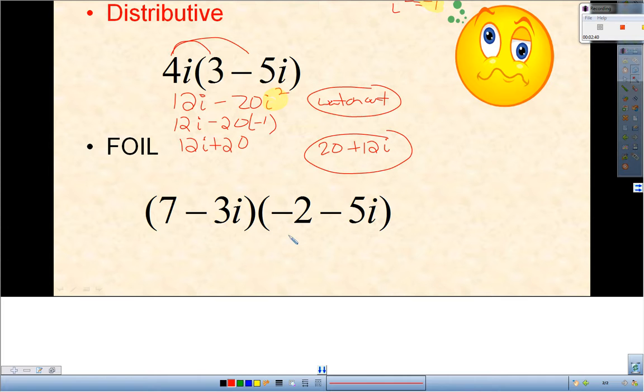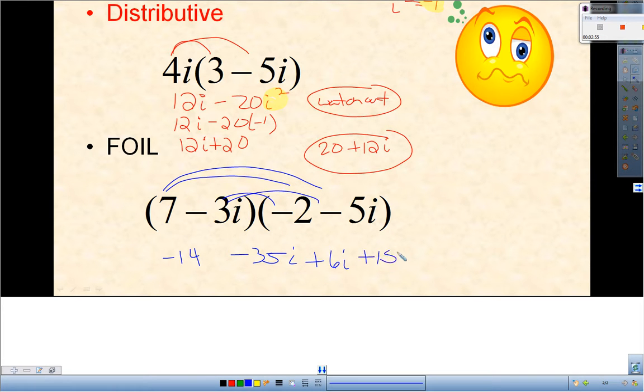For foiling, remember our acronym, first, outer, inner, last. And so what we're going to have here is when we multiply first, we're going to get negative 14. Outer, we're going to get negative 35i. Inner, we're going to get positive 6i. And last, we're going to get positive 15i squared.